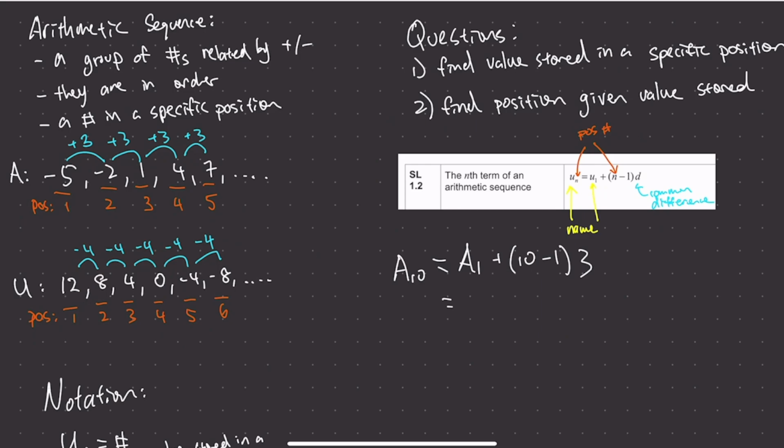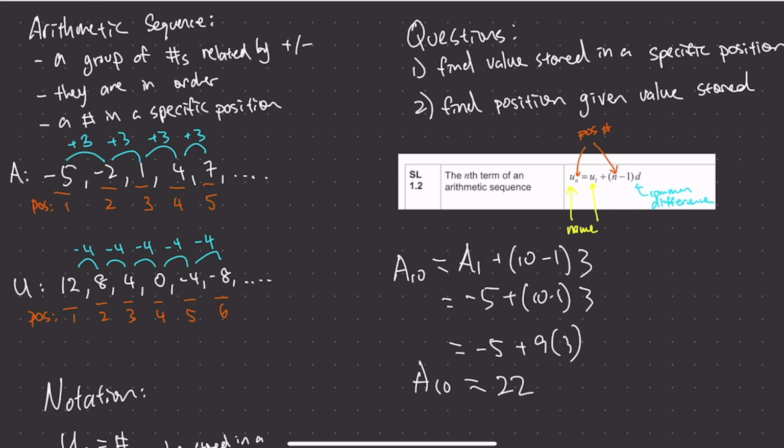A1 stands for the value stored in position 1 of the sequence A, meaning it's going to be -5 plus (10 minus 1) times 3. So we have -5 plus 9 times 3, so it's going to be -5 plus 27, which is 22. So we know that the value stored in position 10 of sequence A is 22.